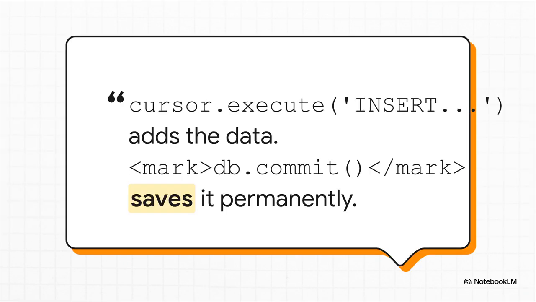And here's the code that makes it happen. We tell our cursor to execute an insert command, adding our book into the books table. But then look at that second line, db.commit. Think of this as the master save button. If you forget to do this, all your work gets thrown away the second your script stops. This is what writes it to the file permanently.